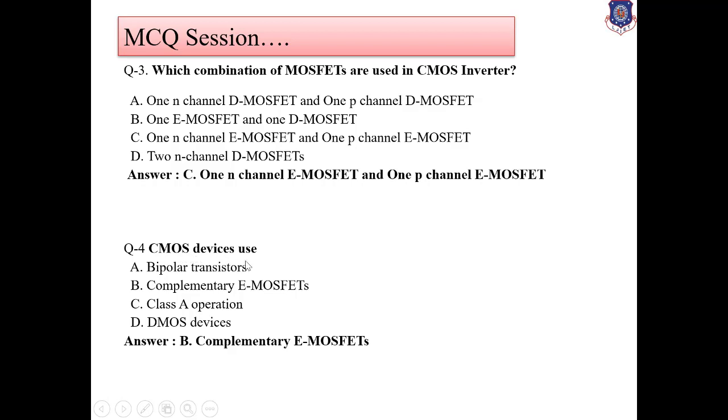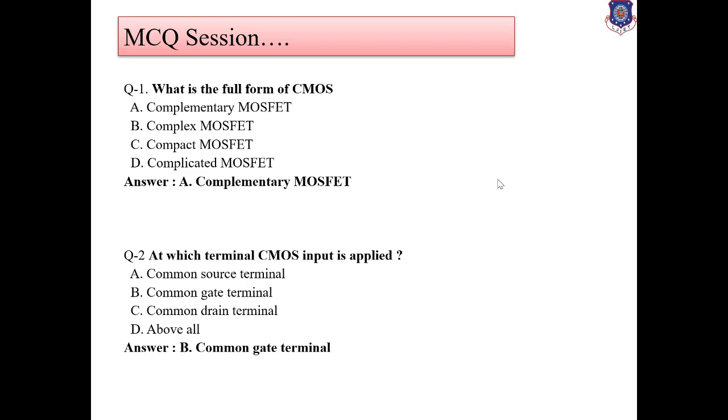Question 4. CMOS devices use complementary MOSFET. Similar to the question of question 3. Both are MOSFET but complementary. One is N-channel and another is P-channel, but we are using MOSFET. So these are the basic questions regarding this topic.